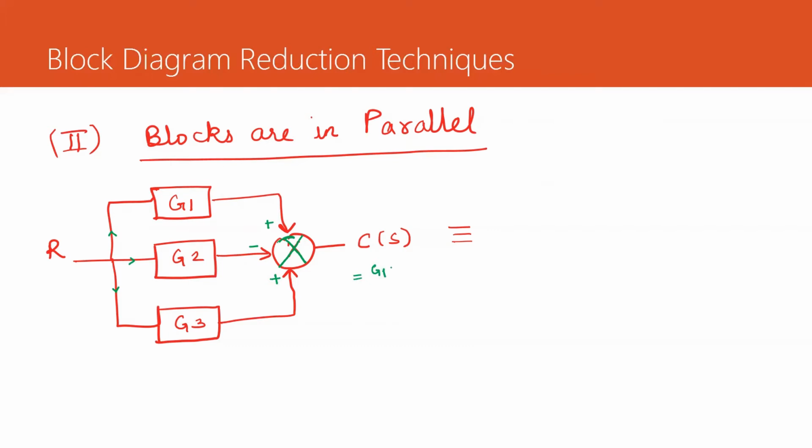So now you can see the output C(s) is nothing but G1 minus G2 plus G3. Whenever we have blocks connected in parallel, I can simply represent it in this form.